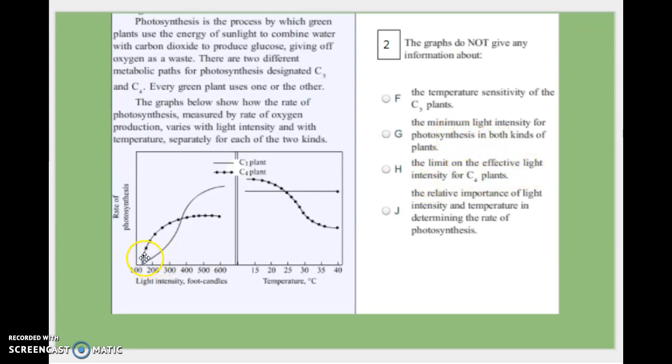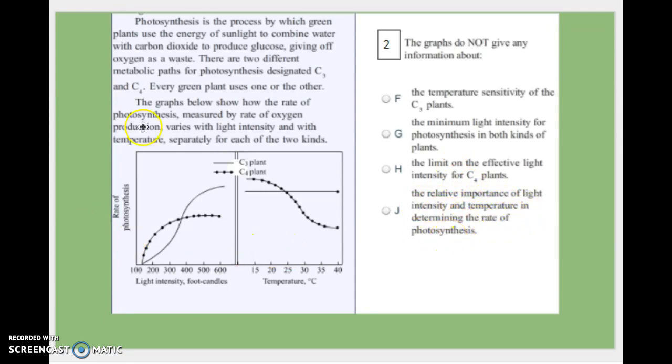The limit on the effective light intensity for C4 plants. Well, if you notice, this is the C4, this is light intensity. It pretty much comes to a nice straight line. That usually means that it's kind of limited. It's bottomed out. It's limited. So we have that information. And then this last one, the relative importance of light intensity and temperature in determining the rate of photosynthesis.